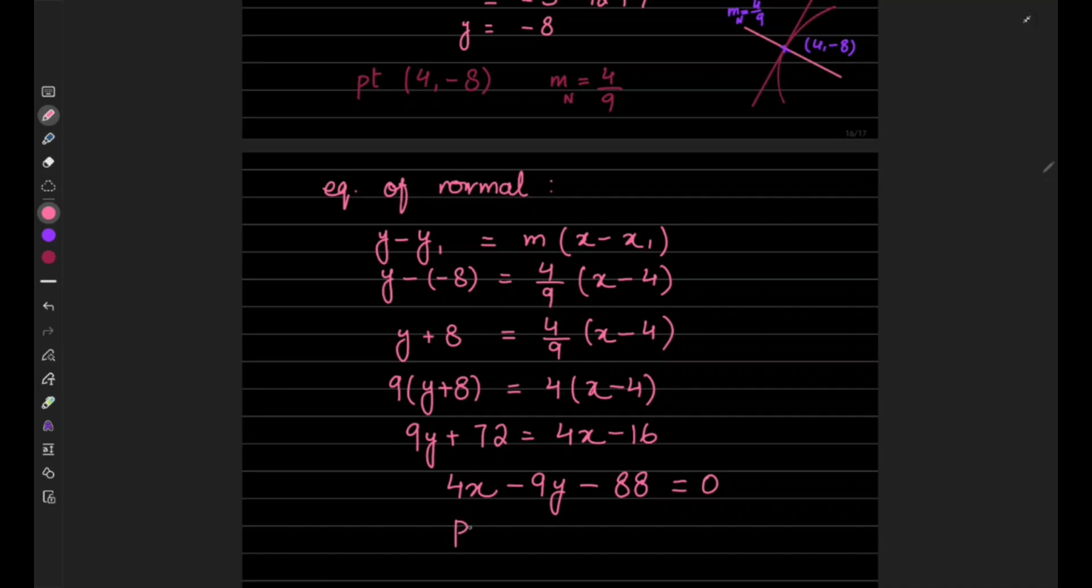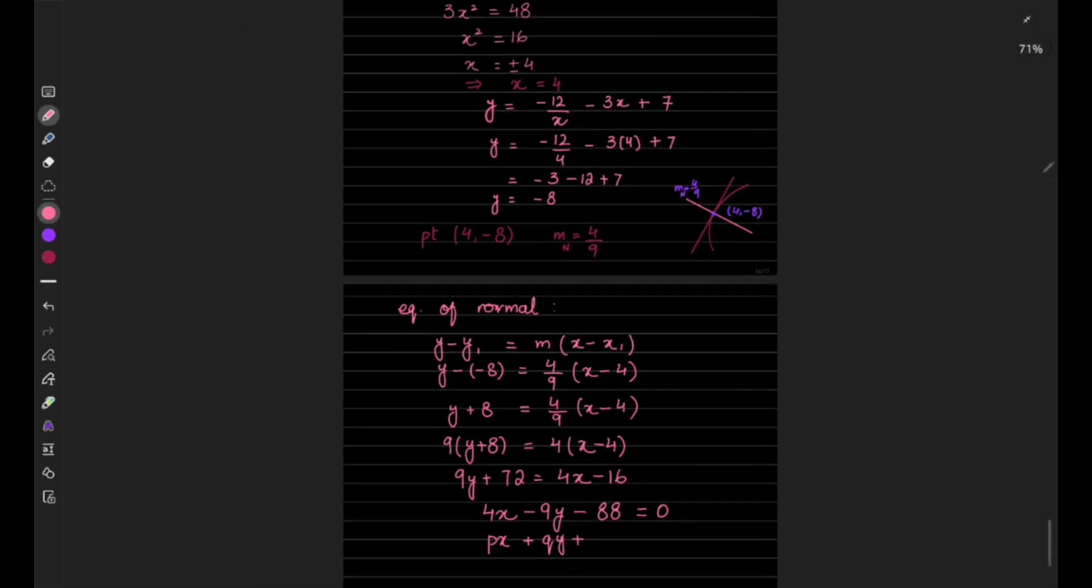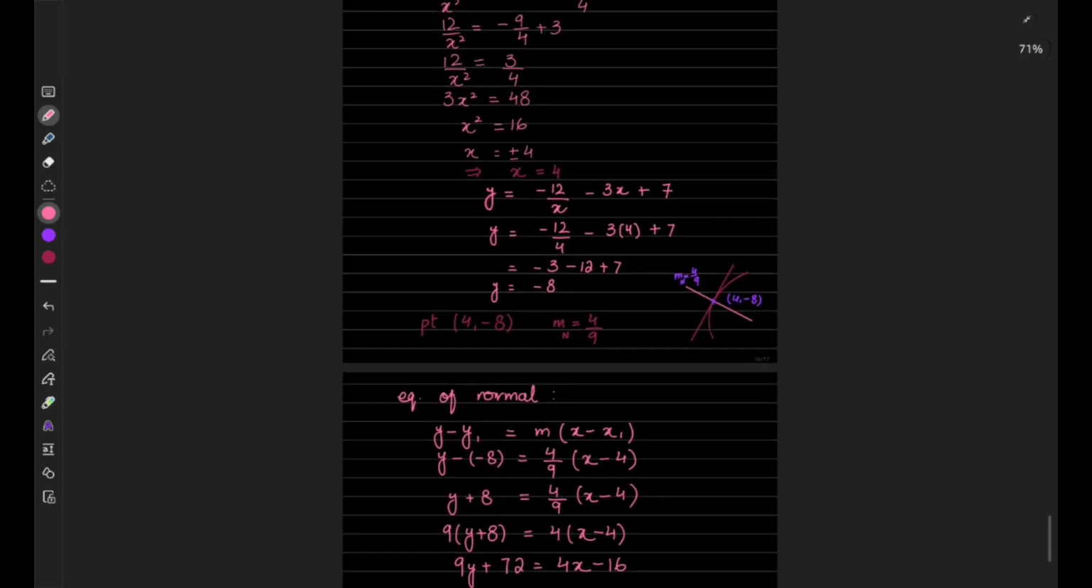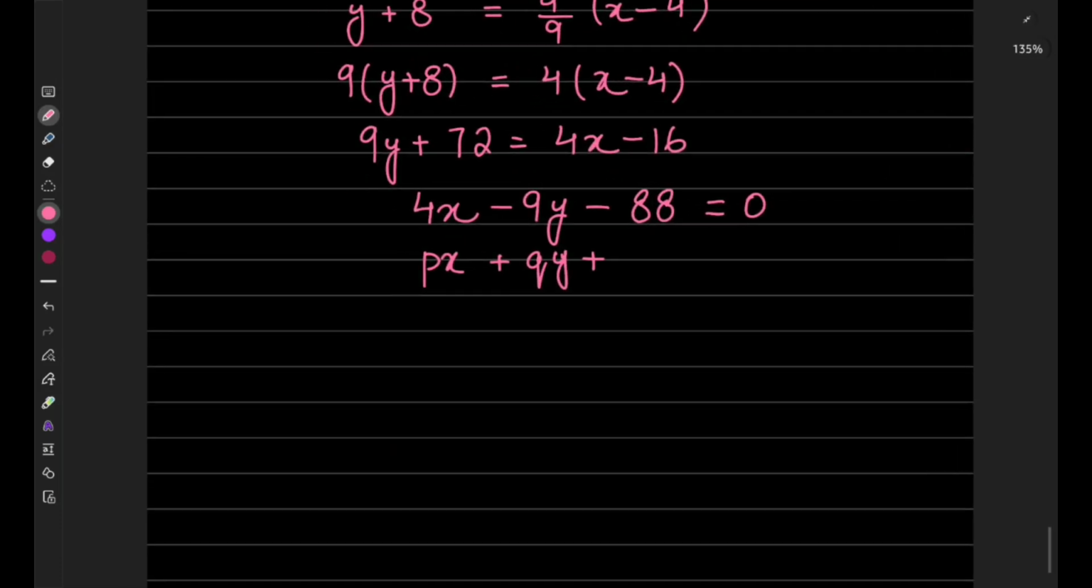So this is how you write it in the form px plus qy plus r, where p is 4, q is minus 9, and r is minus 88.